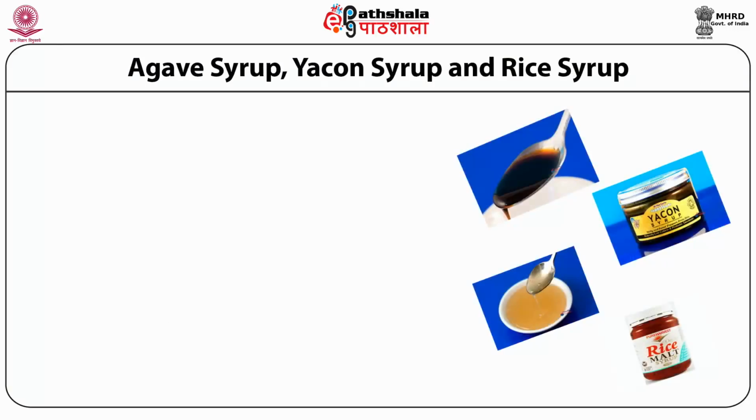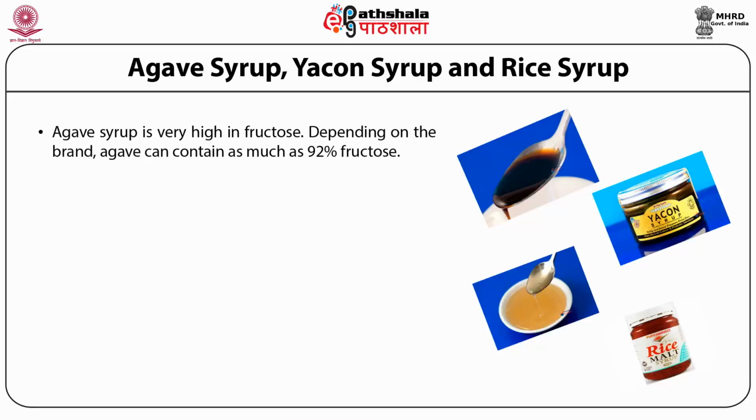The other types of liquid sugars which are also used in food science as well as in preparation of many foods are agave syrup, yacon syrup, and rice syrup. Agave syrup is very high in fructose. Depending on the brand, agave can contain as much as 92% fructose.